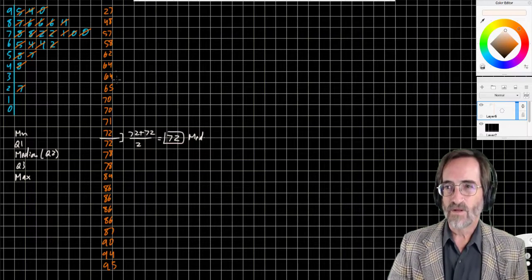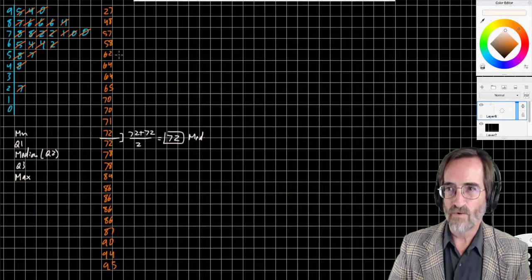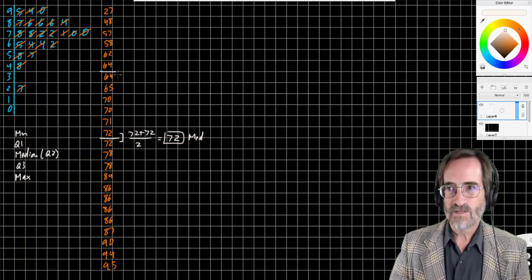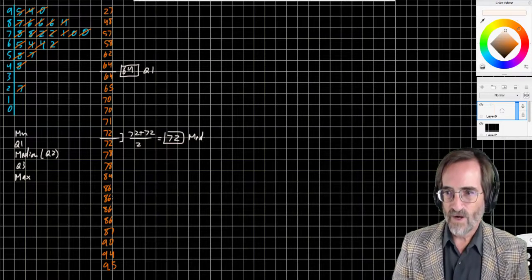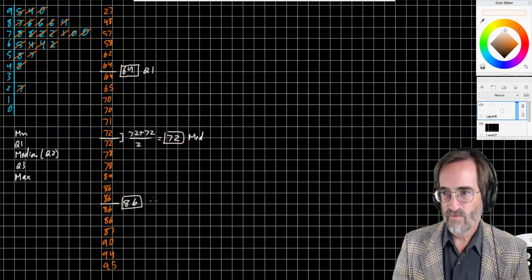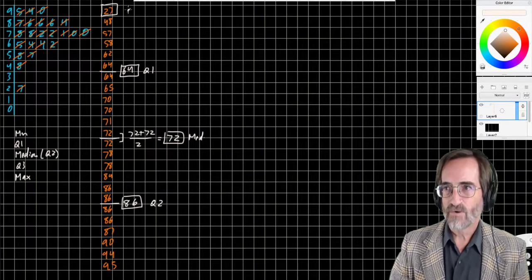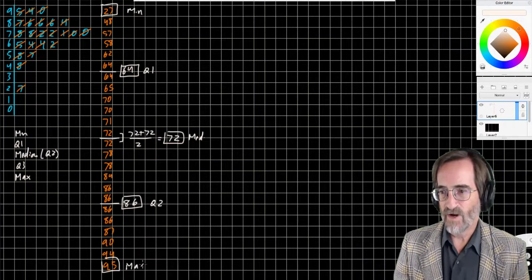Now we're going to find the middle of the top half. There are 12, so half of 12 is 6. If you have an odd number, you'll have one number in the middle. In this case, the numbers above and below are both the same, so it's 64. That is the first quartile. Then counting 6 in the upper half, 86 is the third quartile. And the min is the lowest number, and the max is the highest number. And that's how to find the 5-number summary.